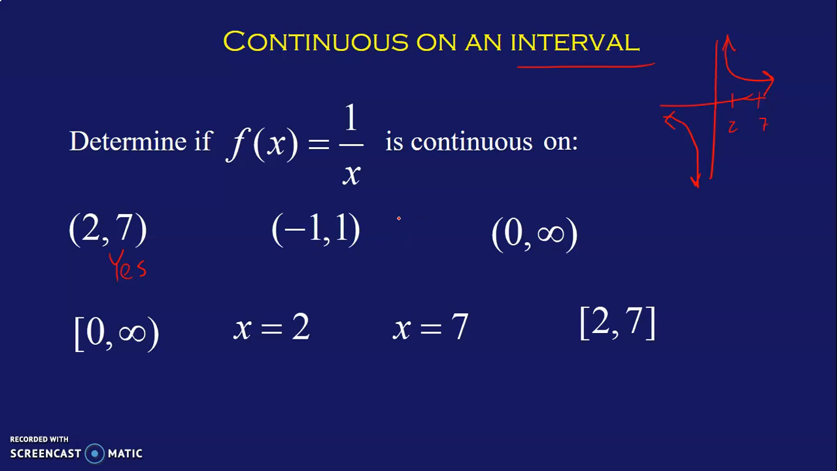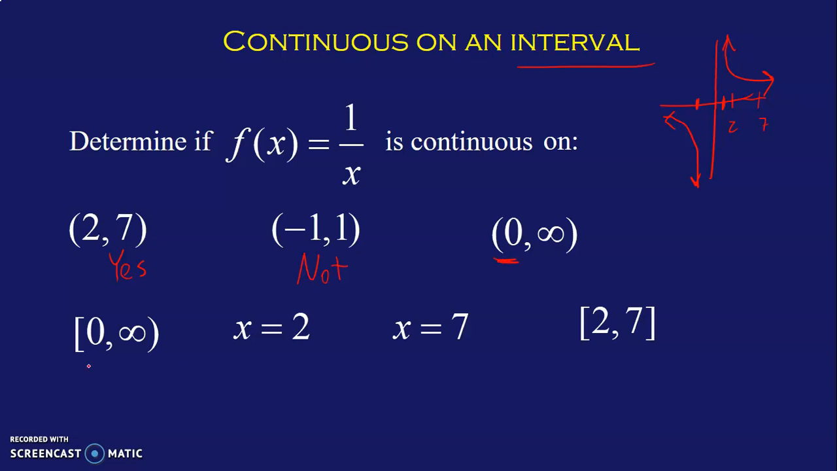All right, so -1 to +1. As I'm drawing it from -1 to +1, I would have to pick my pencil up. And again, that's not the calculus definition. For now, though, I can see that it is not continuous on that interval. All right, what about 0 to infinity? So starting at 0, going out to +infinity, it's continuous everywhere.